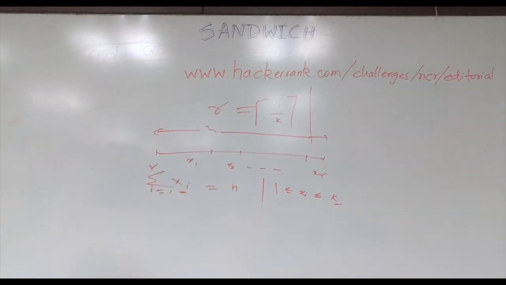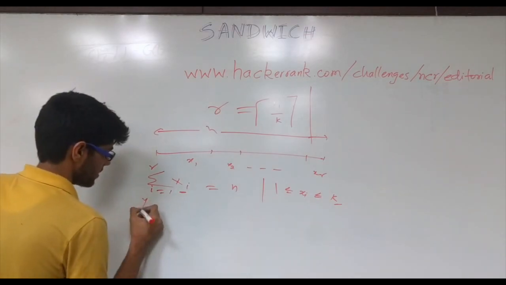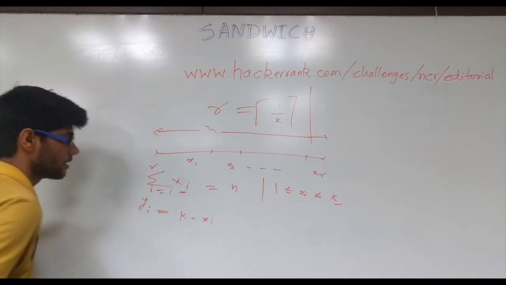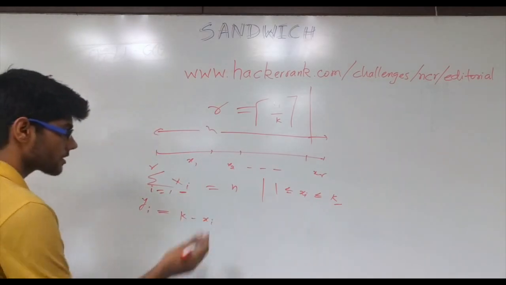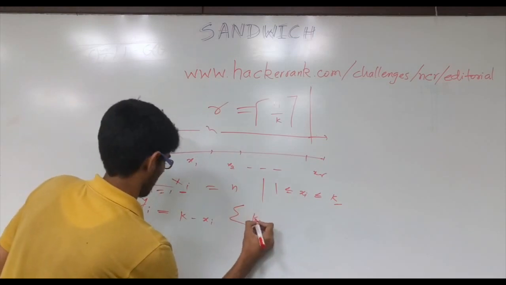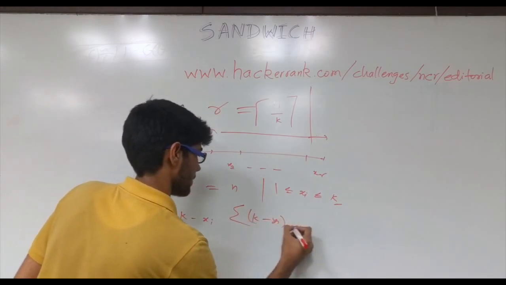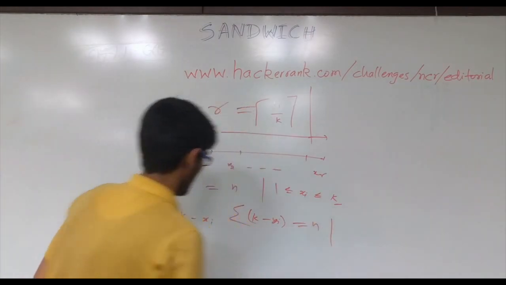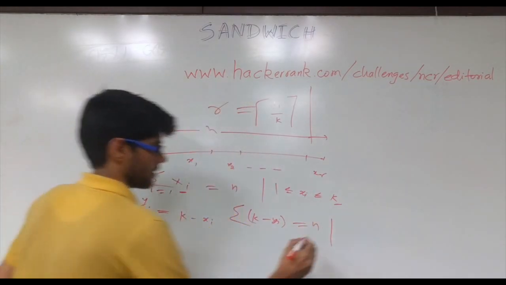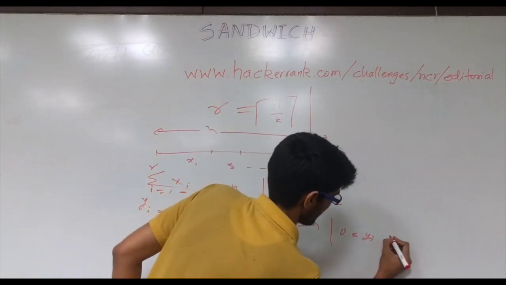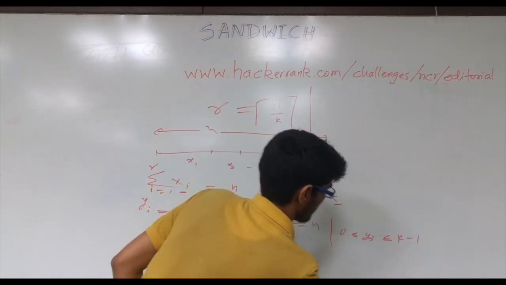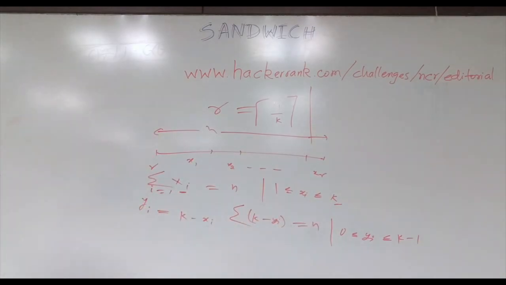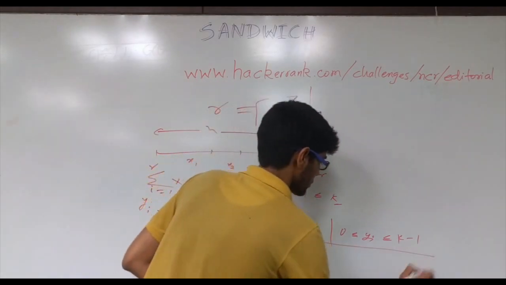Let us now define yi equal to k minus xi. So let's transform this equation to the summation of (k minus yi) equal to n. And what will be the constraints on y? The constraints would be 0 <= yi <= k minus 1. When xi equals 1, yi is k minus 1. When xi is k, yi is 0. So we have to find the number of solutions of this equation.